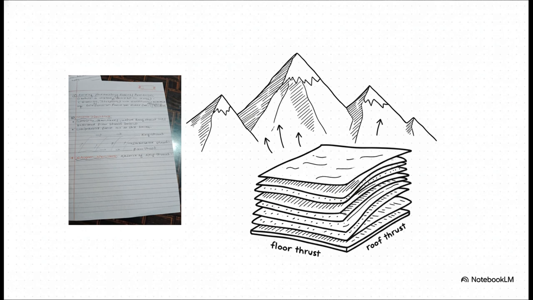Oh no, it's way, way messier than that. They form these incredibly complex layered networks. This diagram shows something called a duplex structure. A great way to think about it is like taking a deck of cards and squeezing it from both ends. The cards will slide over each other and the whole stack gets way thicker, right? That's exactly what's happening to the crust here, causing that massive uplift.